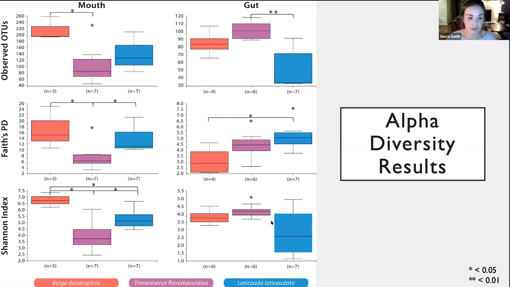Whereas in the gut samples, there wasn't much variability in terms of the number of OTUs and the distribution of OTUs across the samples.